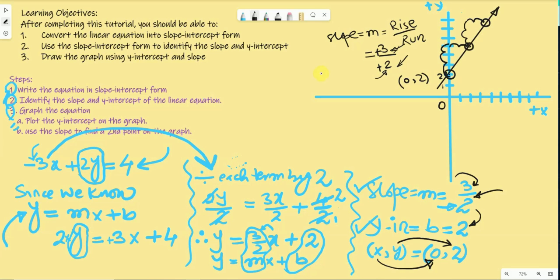So if you check our steps, we have converted the given equation into slope-intercept form, which is done. We have identified the slope and y-intercept. This is done. And we have already drawn the graph for the given equation. This is also done.